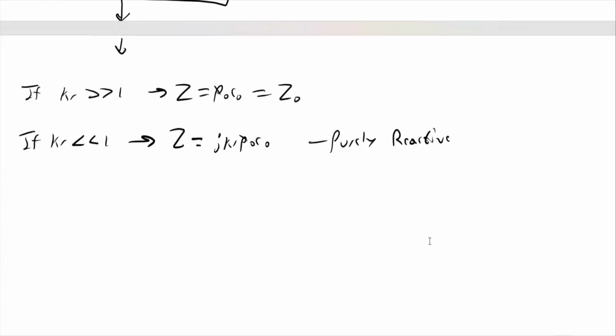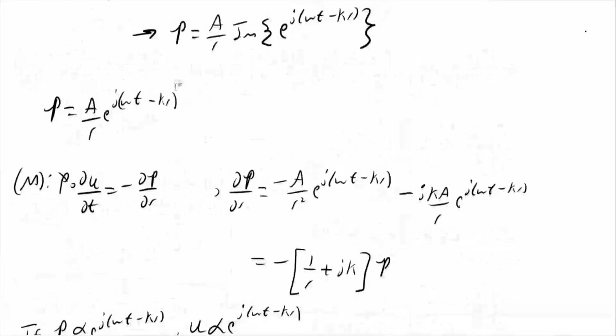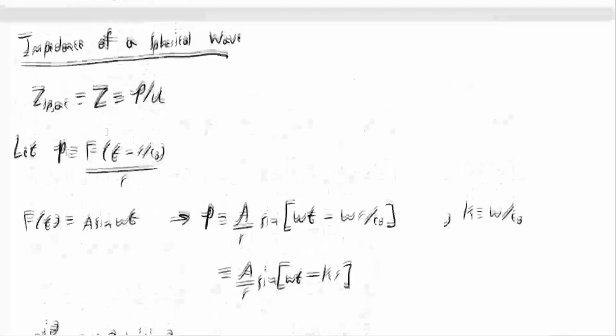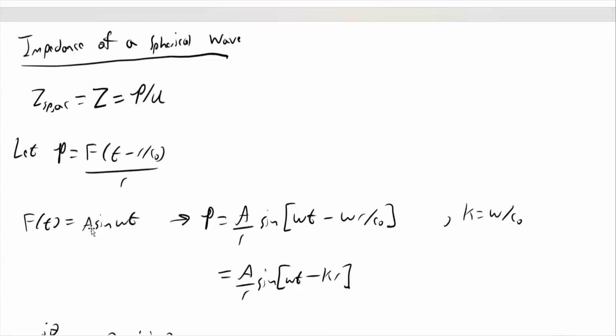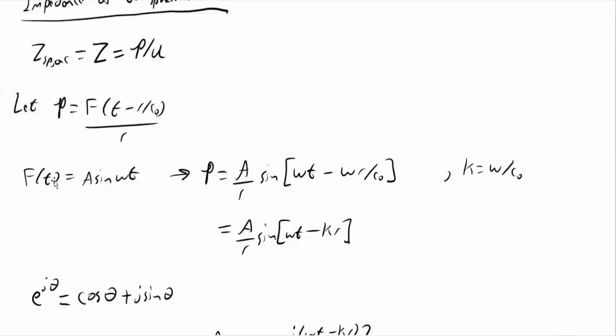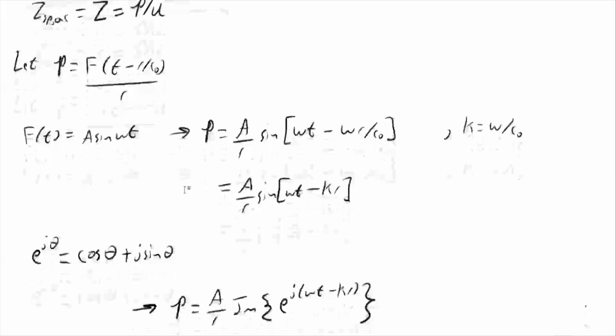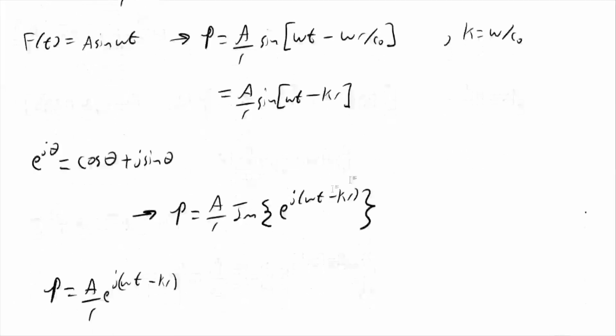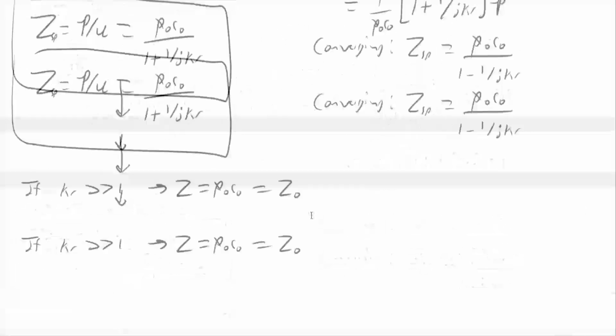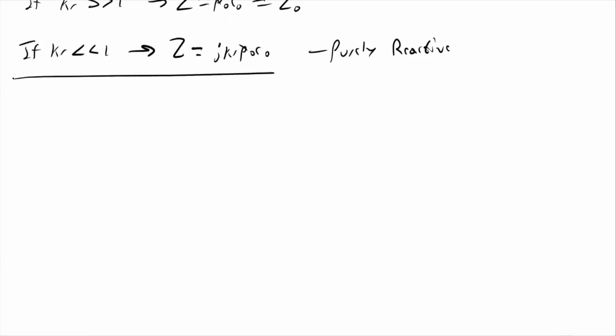One final note before the video ends. If you remember at the beginning, we assumed that p was a function f of t, where f of t was a sine omega t, made the substitution in and said, okay, we only want to take the imaginary component of the complex exponential. What is the particle velocity then? What is the physical particle velocity?